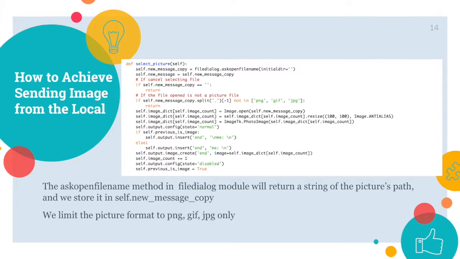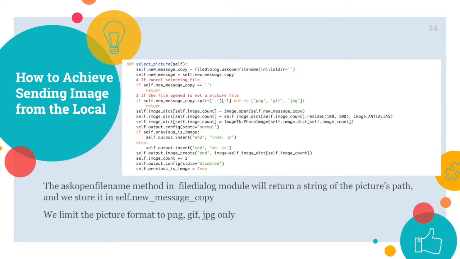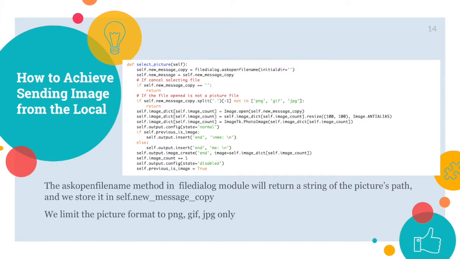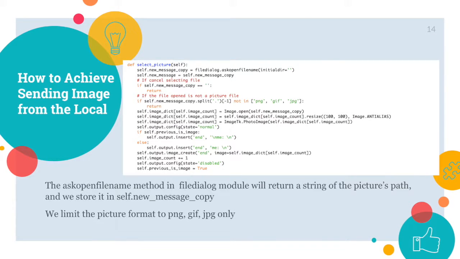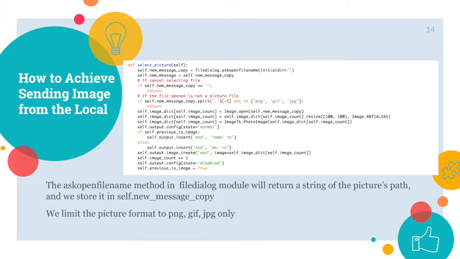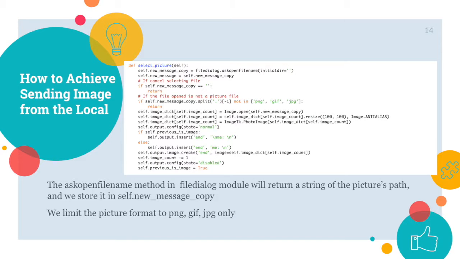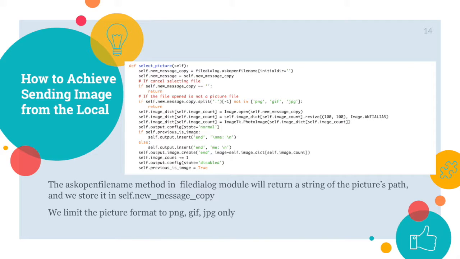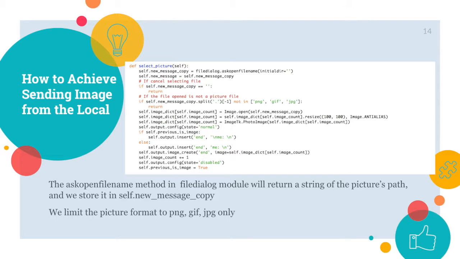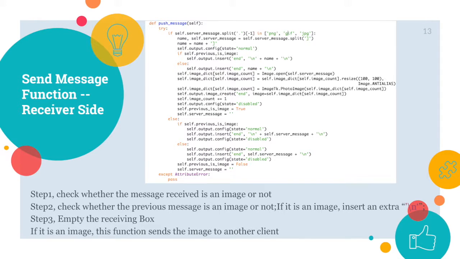And then we go back to the receiver side, back to this push message function, and when the receiver receives a message that is detected as an image using the first if statement here, it will do a similar process as in the sender's window, where the image is appended to the receiver's image dictionary and shown with a series of Image.open, PhotoImage, and image_create functions and methods. And lastly, same as the text, empty the server message, which refers to the messages from others.